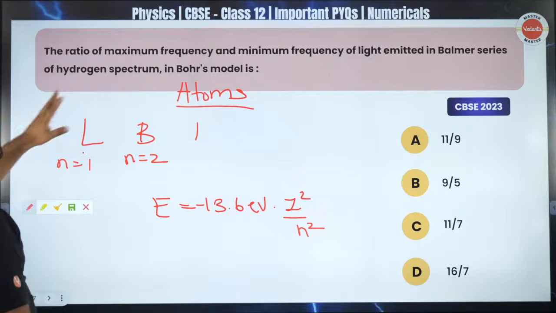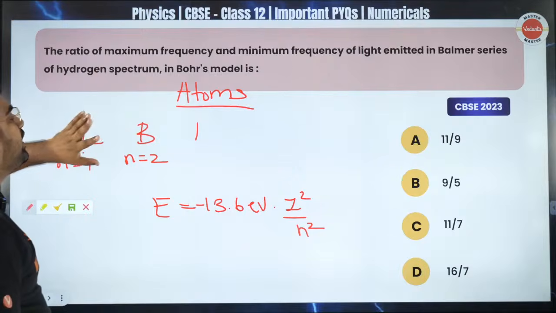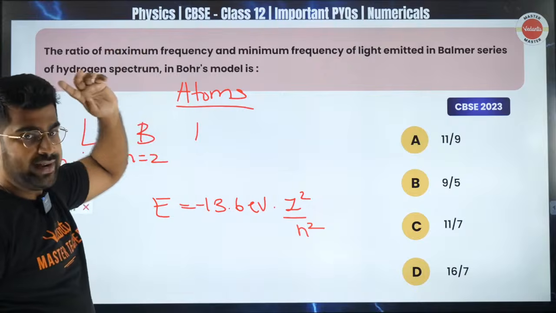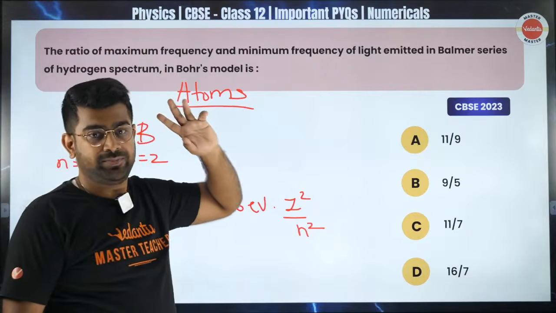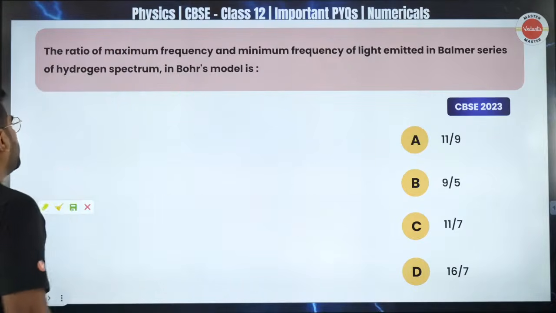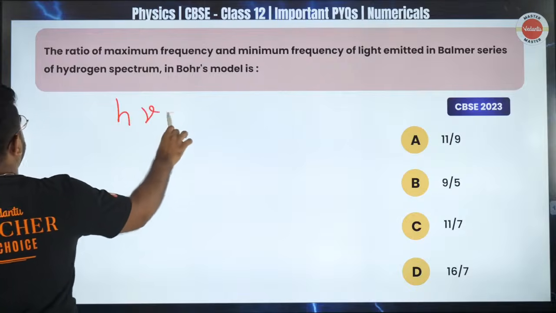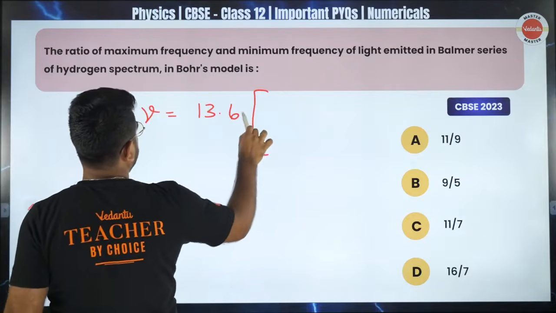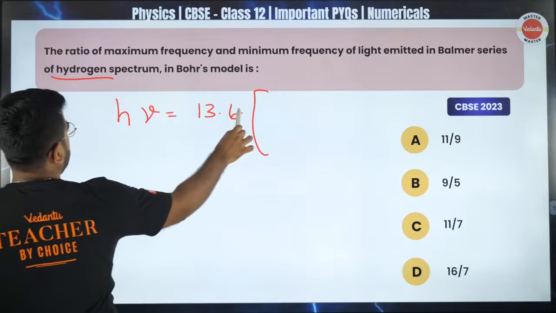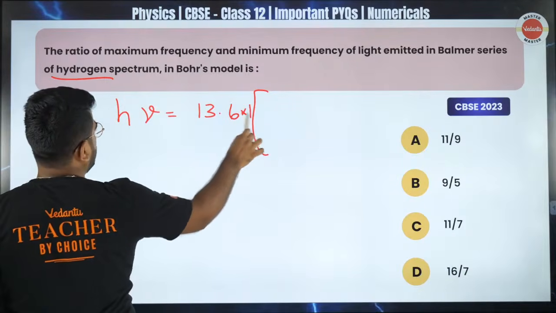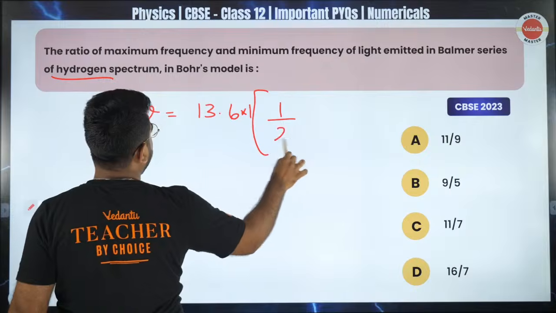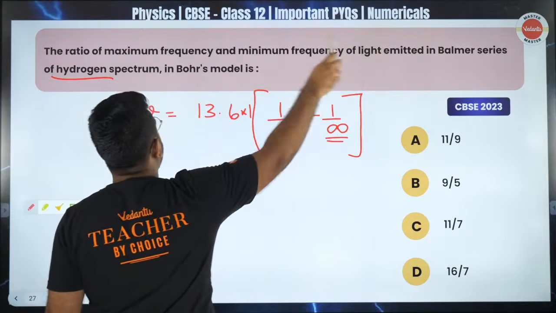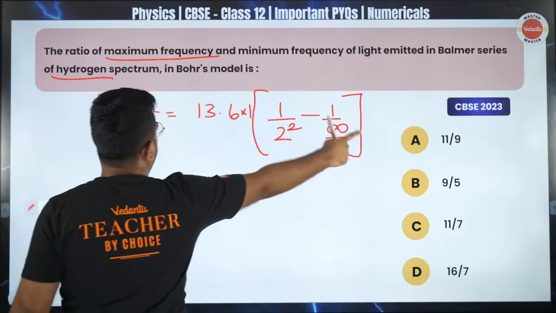Now we want to find maximum and minimum frequency. See, maximum frequency is when it goes from n equal to 2 to infinity. So 13.6, since it is hydrogen, Z square is 1, by Balmer it is 2 minus infinity. Why infinity? Because for maximum frequency, maximum means it should go out.